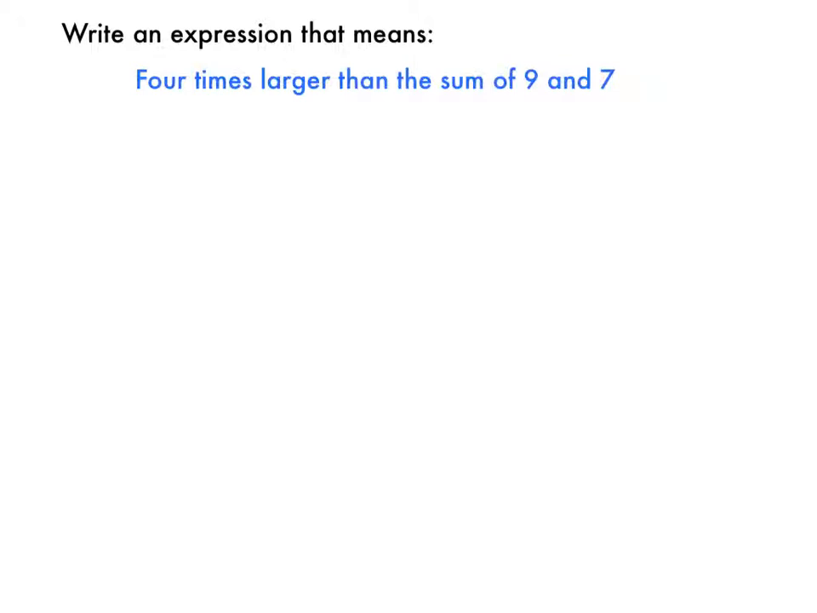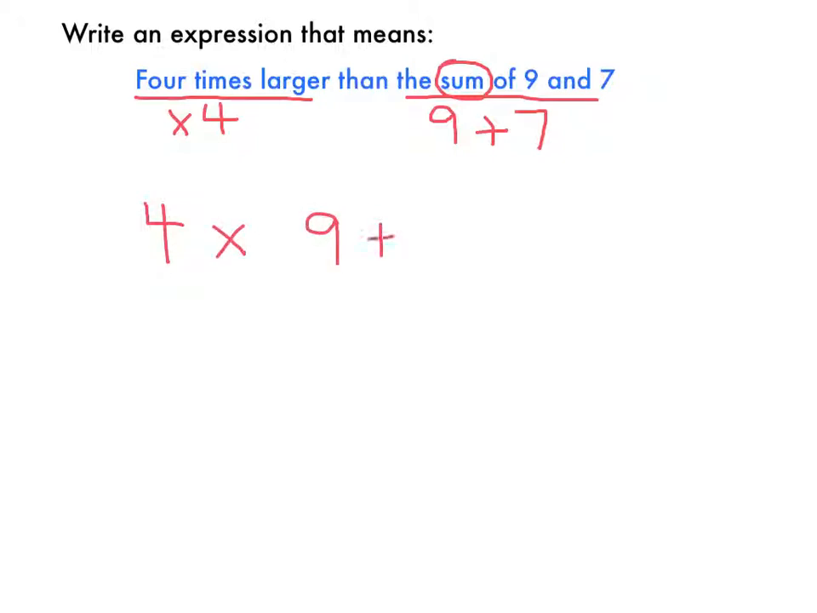So the first thing I need to do is interpret what this actually means. Well, I know 4 times larger means that somehow I need to multiply by 4 in this equation. And I know that the sum of 9 and 7, well, the word sum has to do with addition. It's the answer to an addition problem. So that means that I need to add 9 and 7 somewhere in my equation. So 4 times 9 plus 7.